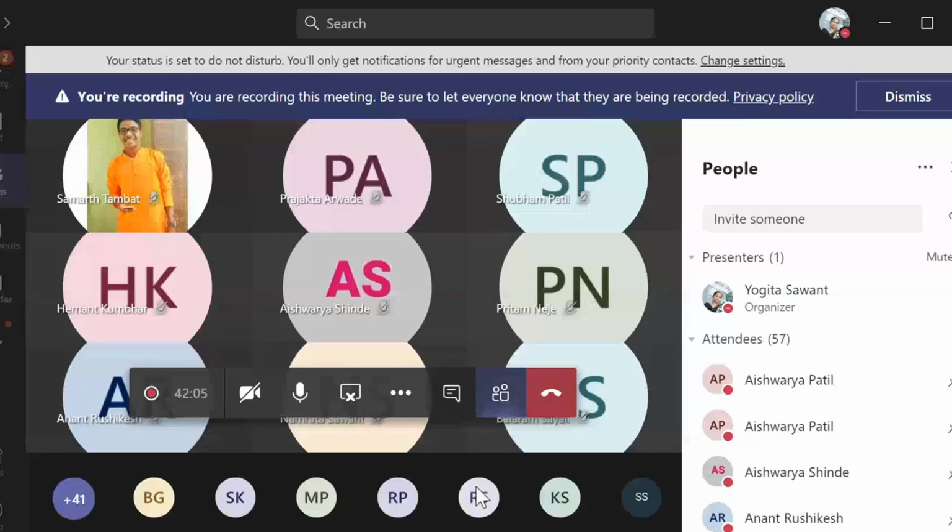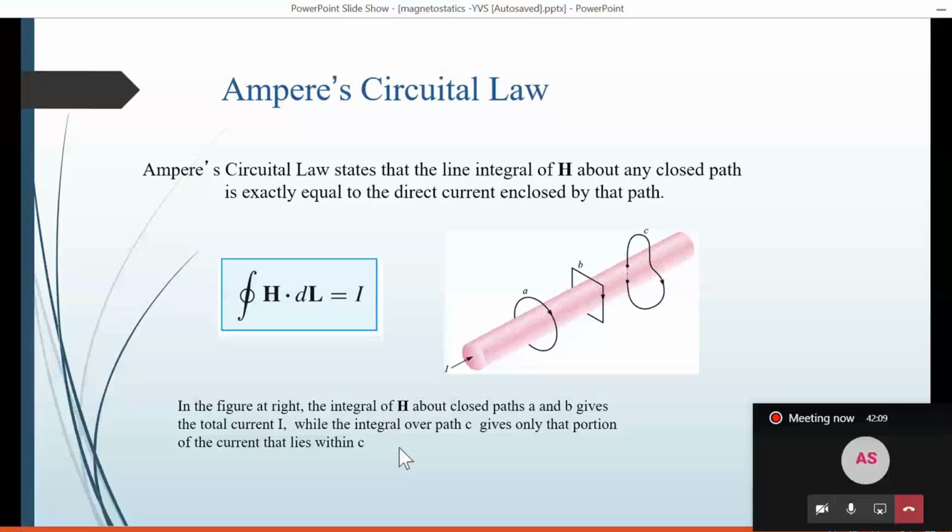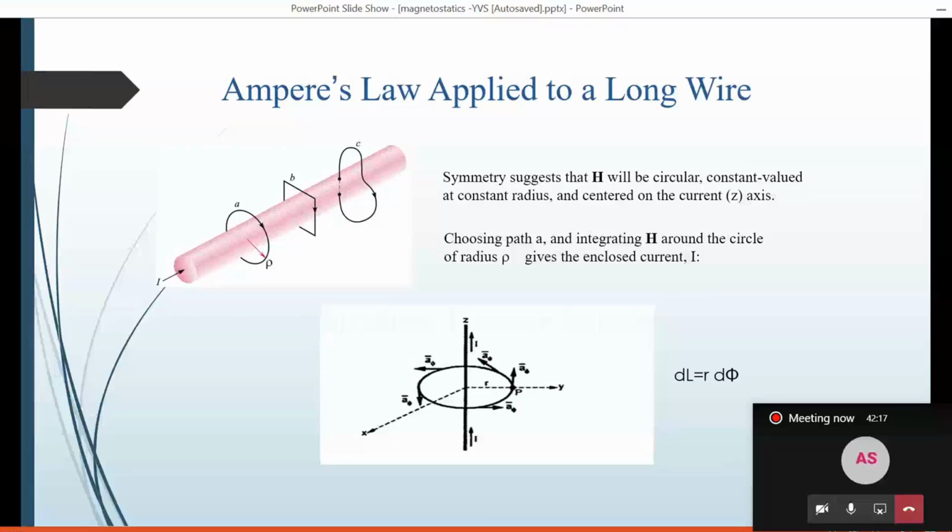Similar to Gauss law, we can apply Ampere's circuital law to find the different currents or different intensities H bar because of different shapes. For an infinite line current, what is H? For a coaxial cable, what is the magnetic field intensity inside the coaxial cable? For different kinds of conductors, what are the magnetic field intensities? To find H bar, we can apply Ampere's circuital law.